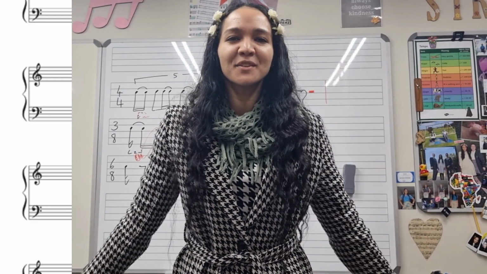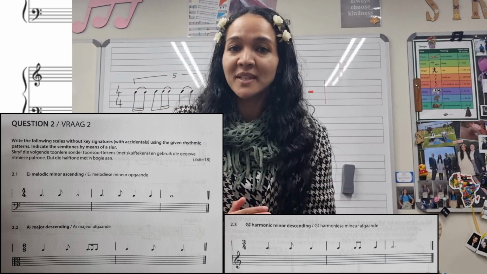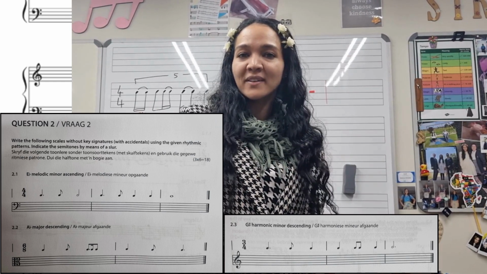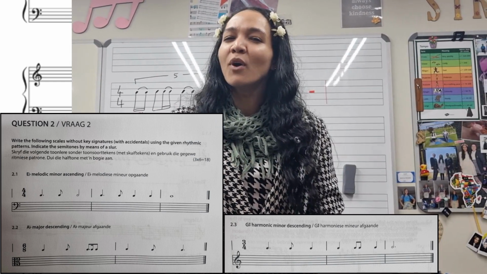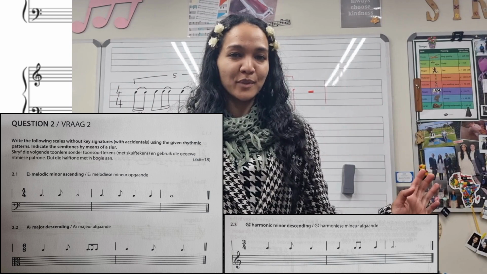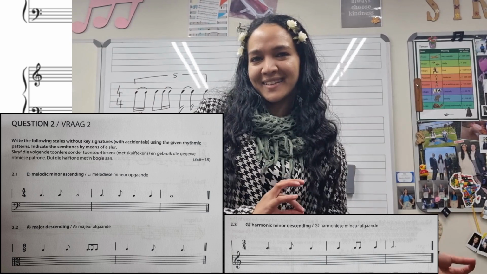Question 2 has everything to do with scale writing. So here we are again, just like grade 3, we're writing rhythmic scales. We have to pay attention to whether they're asking us to write with key signature or without key signature. And we do get 6 marks per scale. We have 3 scales, so 18% wrapped up in question 2 alone. So all we have to do is be very systematic.